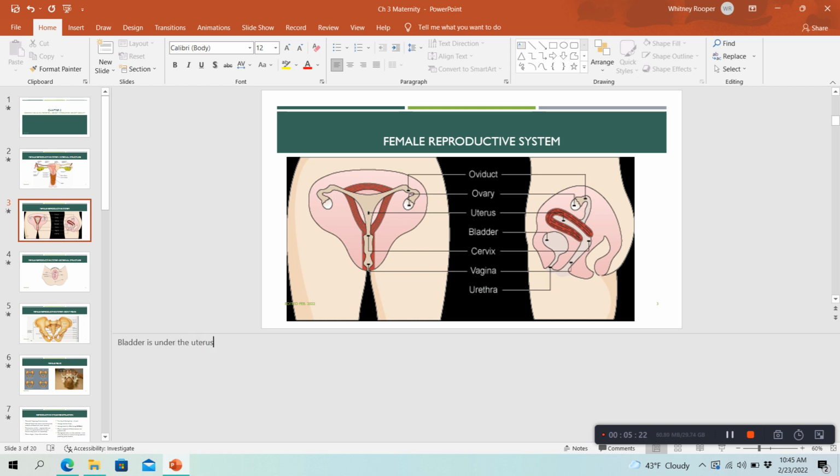The bladder. So that's why in the first and third trimesters, pregnant women complain of a lot of frequency because the uterus is starting to get larger, so it's pushing down on the bladder. Also, the uterus right here can fall backwards and cause rectocele things from the rectum as well. So those are problems that we see from the uterus.